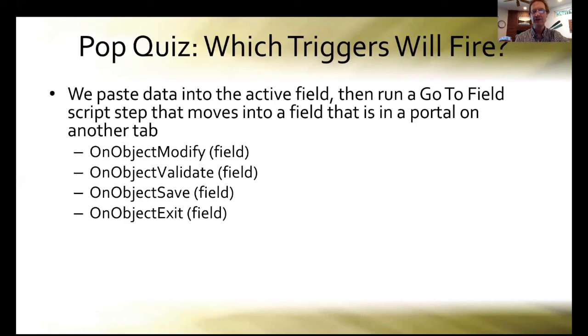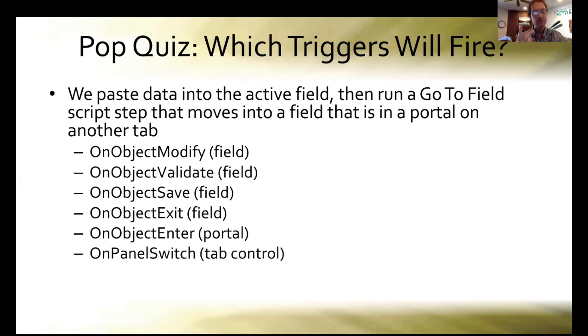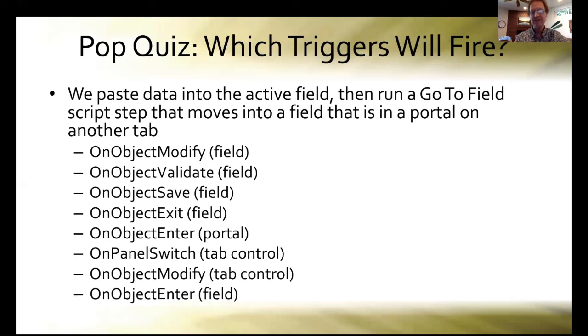Then, moving on, it's ready to move on to the next field that's in a portal on another tab. And we saw that quirk that it first takes you into the portal before it actually changes to the next tab control, which triggers two trigger events, on panel switch and on object modify of the tab control. On panel switch is a relatively new one that was introduced well after on object modify had been in place for tab controls. And then lastly, we can move into the field that was in that portal, because we already moved into the portal. Now we're into the field that's in the portal on the other tab.